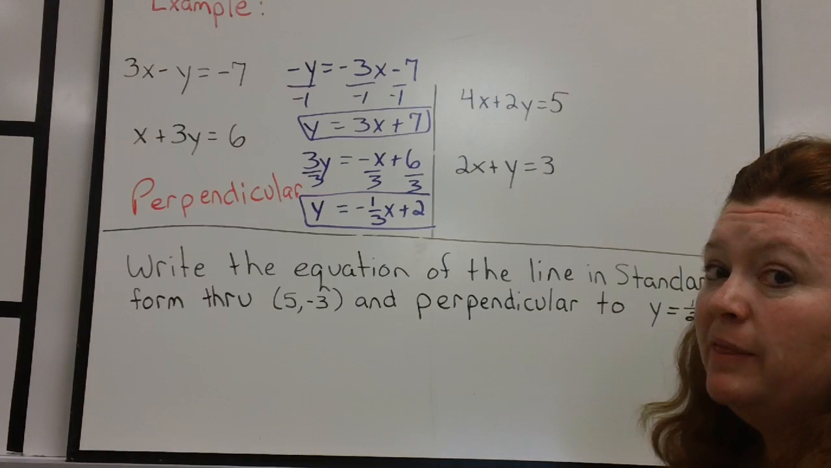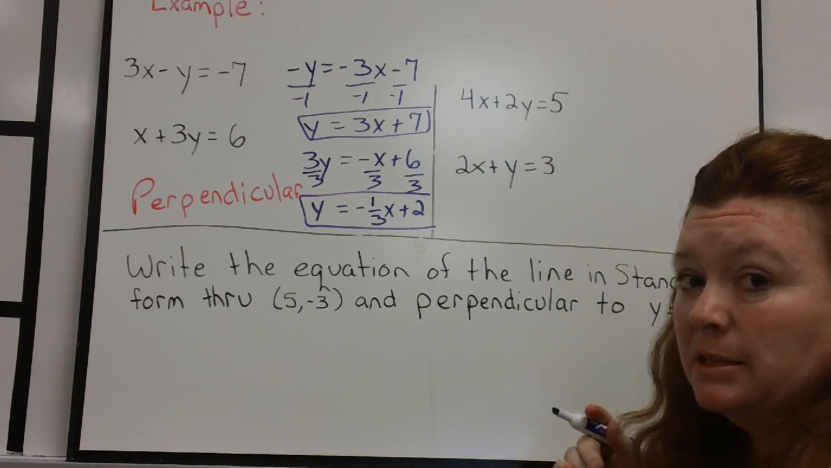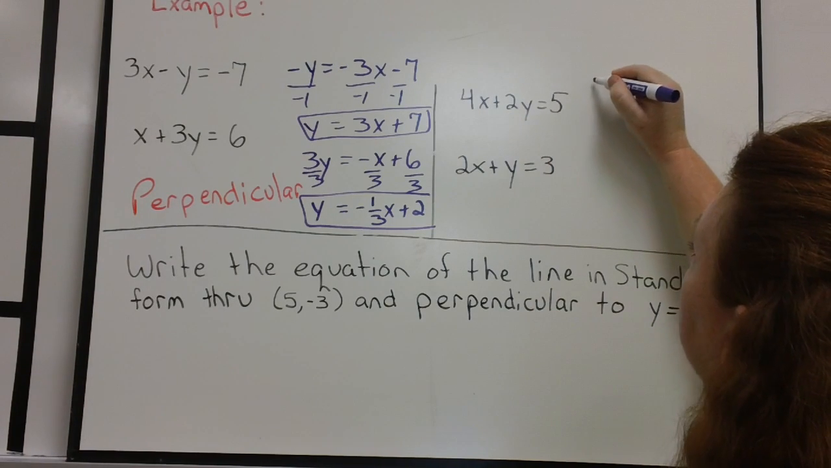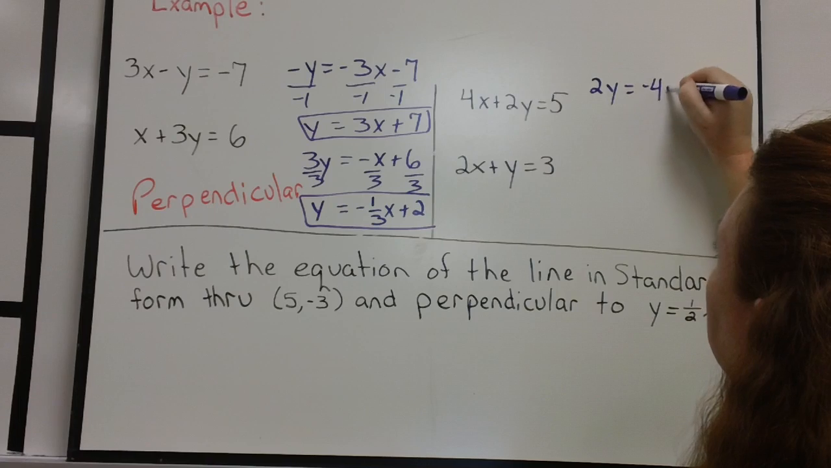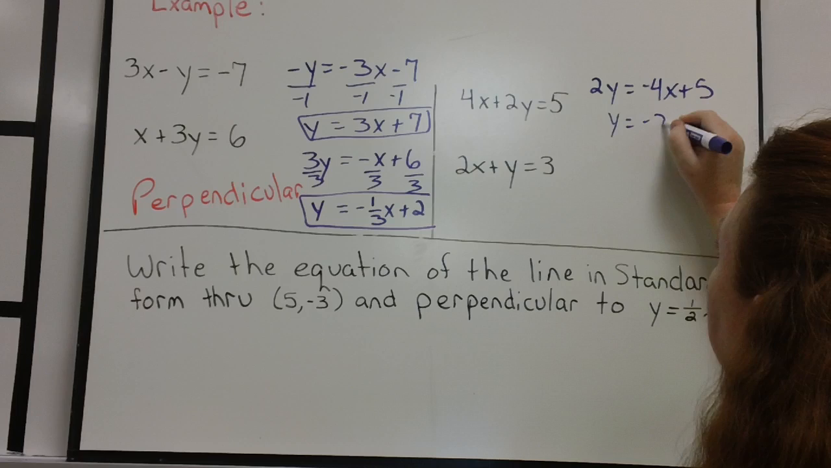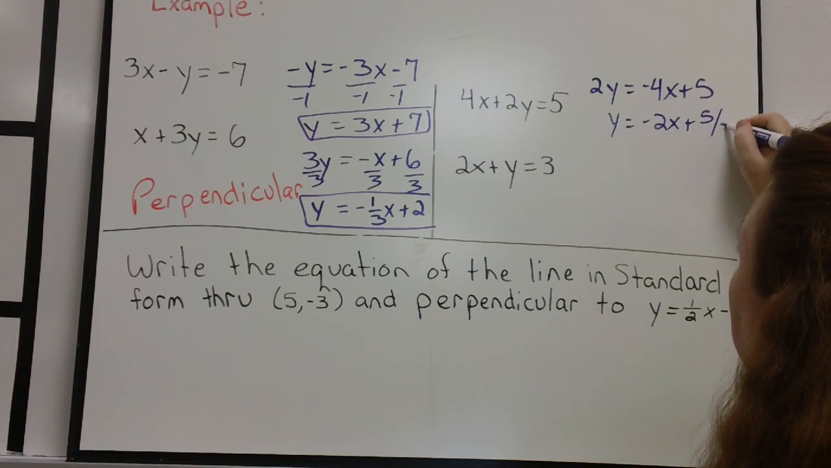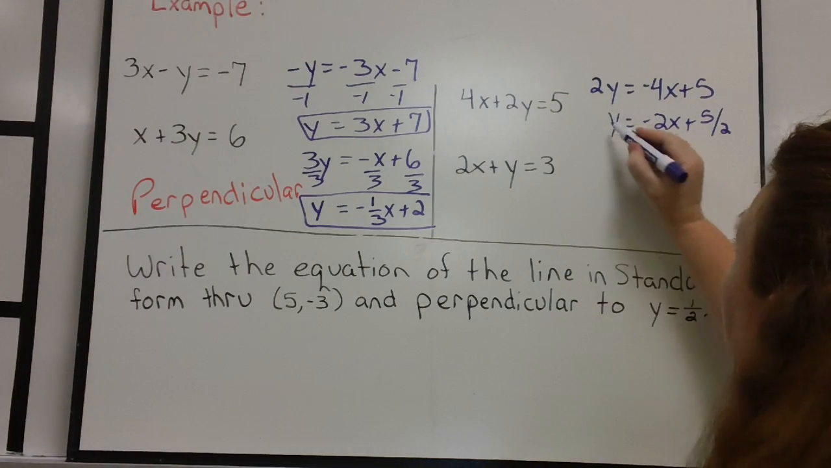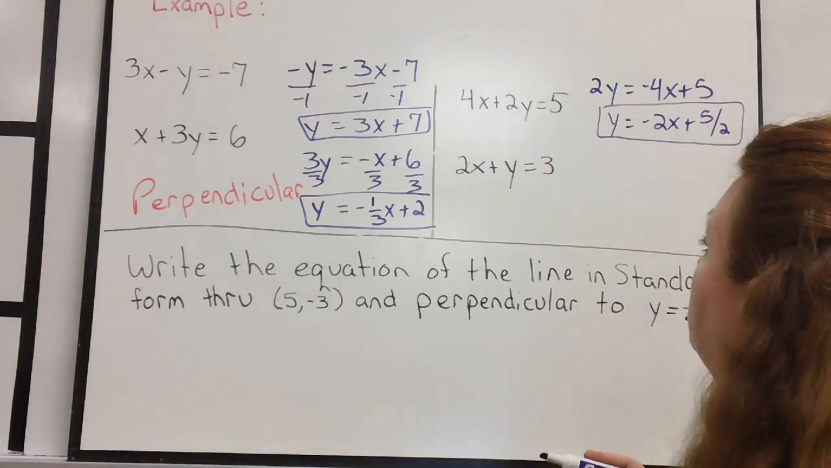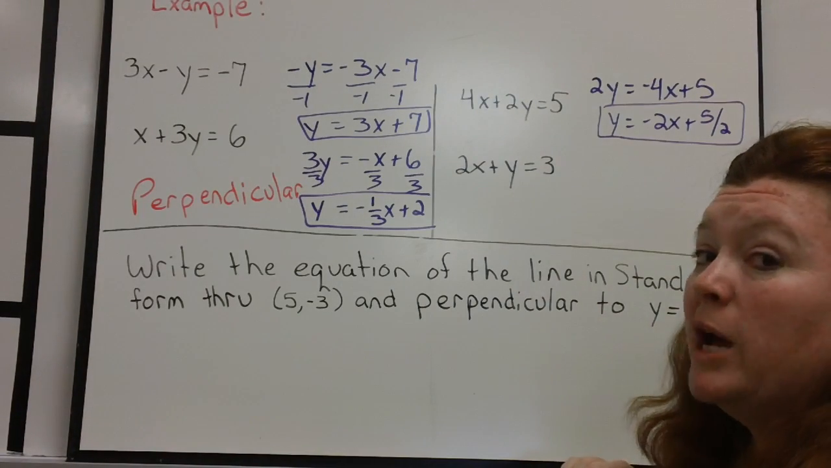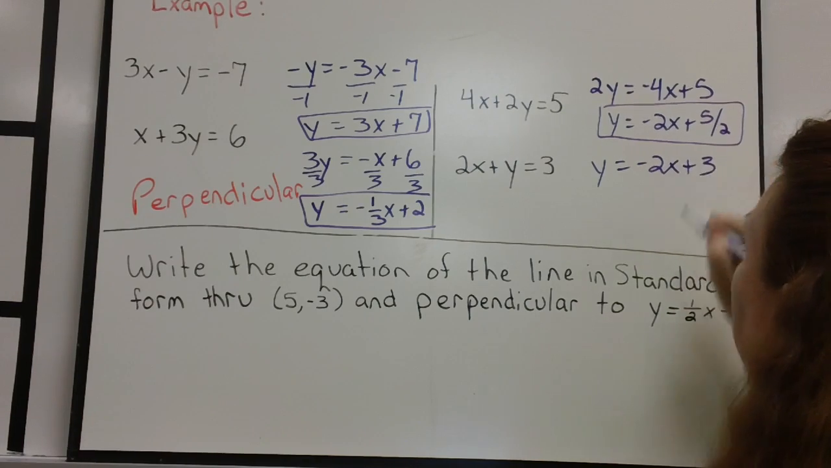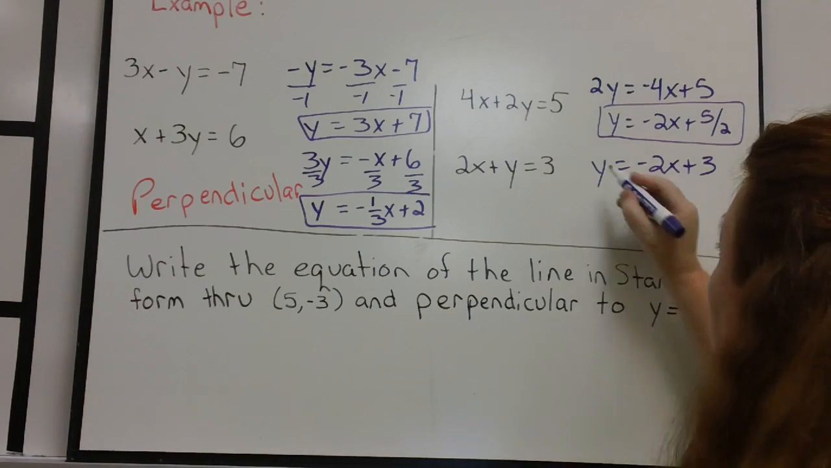Again, I have to rewrite the equations in y equals mx plus b format. So I'm going to subtract 4x from both sides, divide everything by 2, and I have this equation done. And I can see the slope is -2. On this equation, I'm going to subtract 2x from both sides. And I'm done. I don't have to do anything else.